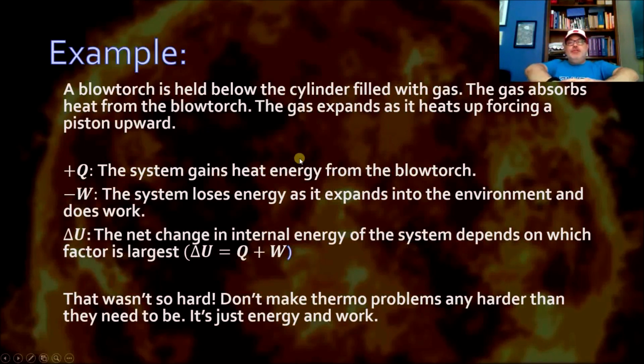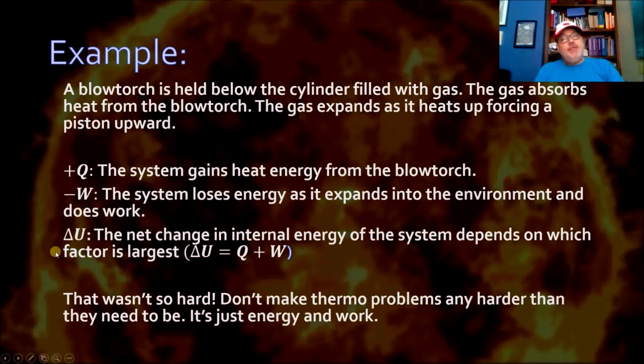Let's take a blowtorch and we're going to hold it to a cylinder filled with gas. The gas is going to absorb heat from the blowtorch. The gas will expand as it heats up, forcing the piston upward, lifting the piston. Heat's entering, so that's positive heat, Q. The gas is expanding, so therefore it's losing energy, so we'll have negative work.